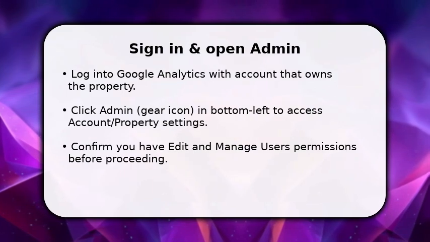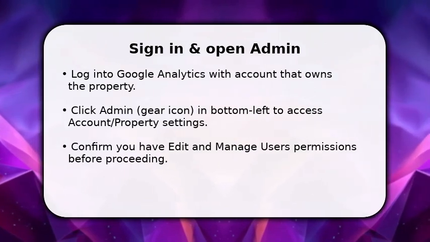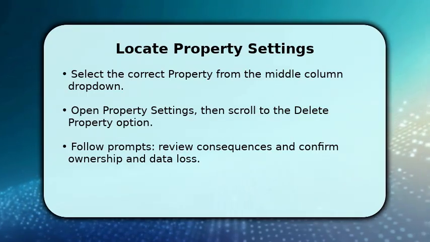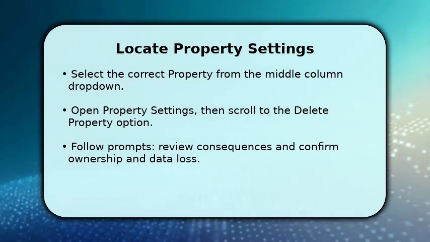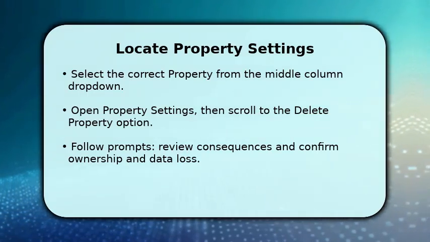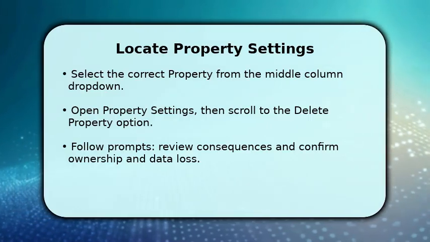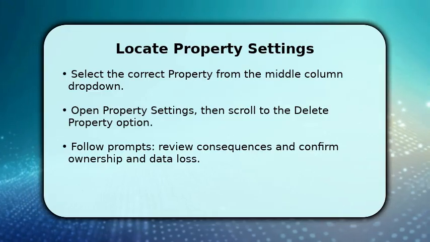Next, select the proper property from the middle column drop-down so you don't delete the wrong site. Once selected, open Property Settings and scroll down until you find Delete Property. It's deliberately placed to prevent mistakes. Read the warning about permanent data loss and how long it's retained by Google.